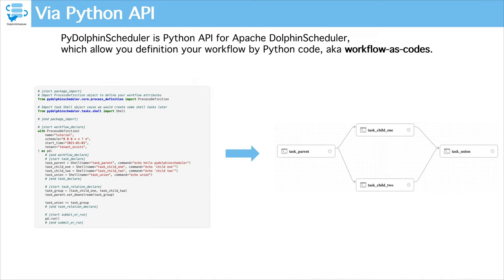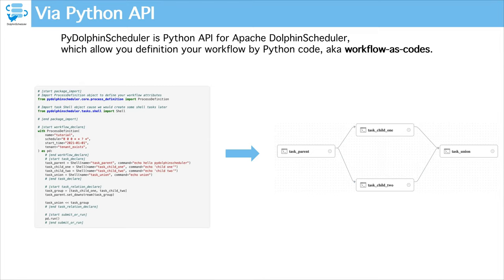After the task declaration, we have to set the task relationship, just like we do in the web UI. In PyDolphinScheduler, we can use bit operators, the set_relation, or the set_downstream function to set the relationship between tasks. After all that is done, we have to tell PyDolphinScheduler to run the workflow at the end, as you can see. The way to trigger PyDolphinScheduler is also easy.